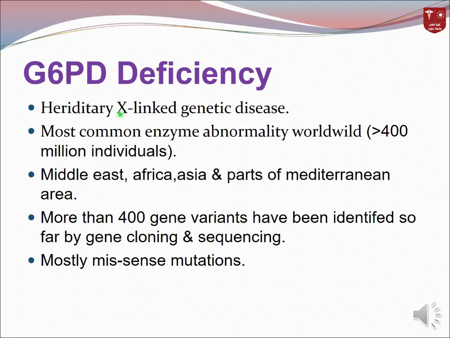It takes place in the Middle East, Africa. These are the most common places, parts of the Mediterranean area, and we can say that Egypt is one of the places where G6PD is common. It's considered to be common. We have discovered more than 400 gene mutations or gene variants so far by cloning and sequencing. Most of these deficiencies are due to missense mutation.